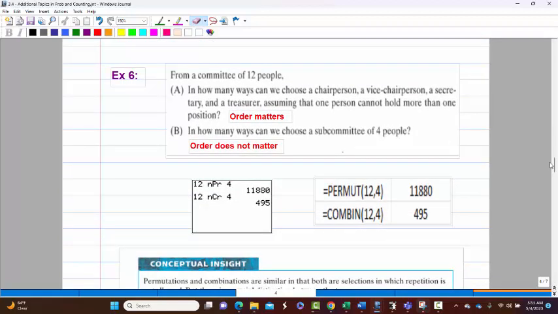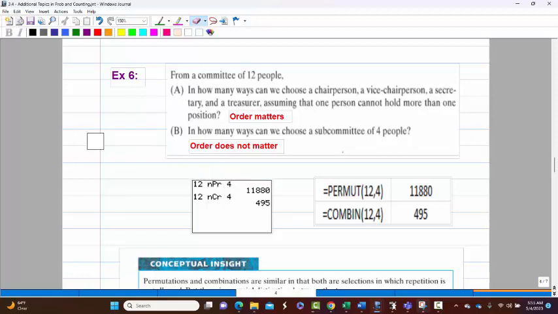Committee of 12 people, similar to what we did, except Part B will be different though. How many ways can we choose a chairperson, vice chairperson, secretary, and treasurer, assuming that one person can't hold more than one position? So it's a little bit different than the one I did before. There were only 3 positions. Here there are 4 positions. Chairperson, vice chair, secretary, treasurer. 4 positions. But the order matters, because they all have different titles. They're distinct positions. So that would be a permutation.